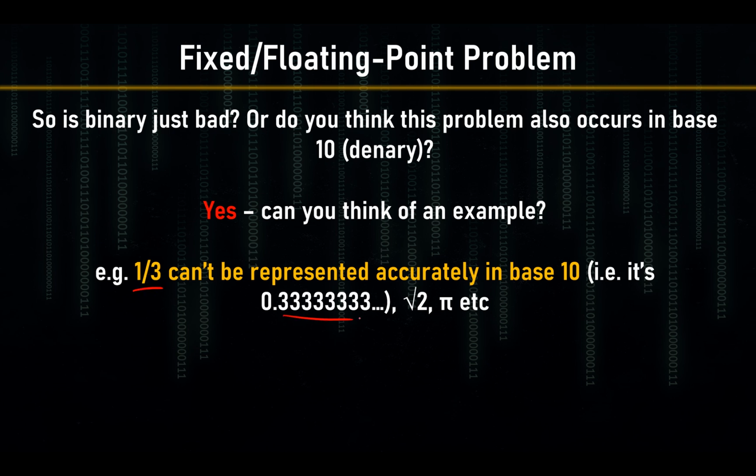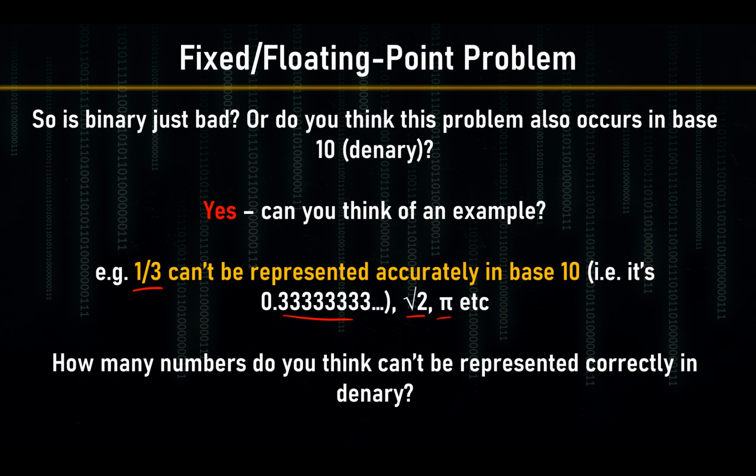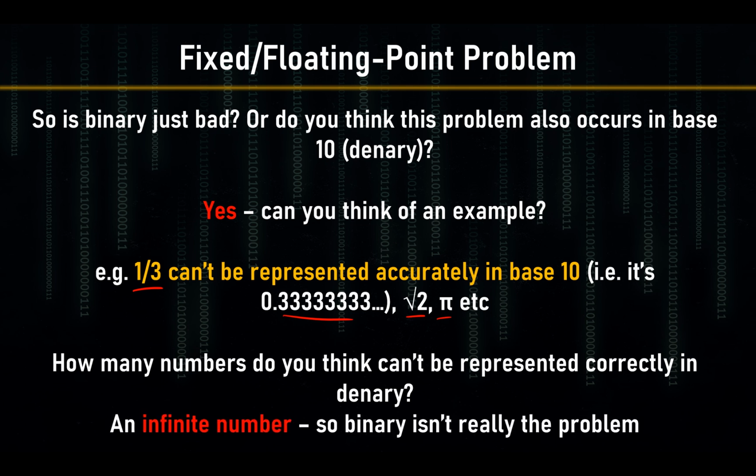Because of course, it's just going to be 0.3 recurring, an infinite number of decimal places, an infinite number of digits. Another one would be the square root of 2, pi, and of course e. And if you think about it, let's think how many numbers can be accurately represented in denary. Well, of course, it's going to be an infinite number.